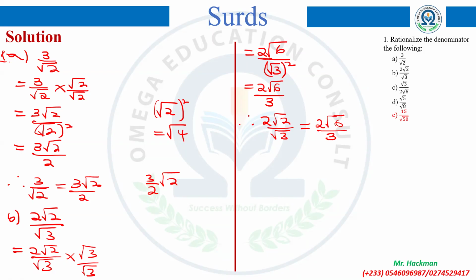Okay, great. So now let's look at that of C. What are we given? We are given root 3 over 2 root 6. So this will be equal to... what do we multiply the numerator and the denominator by? You put up your hand, I call you. So let me write it again.